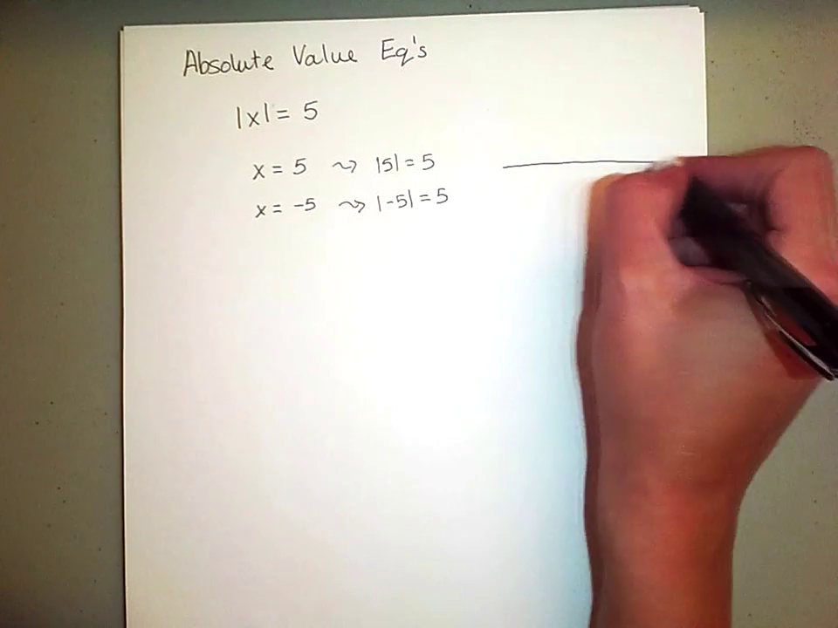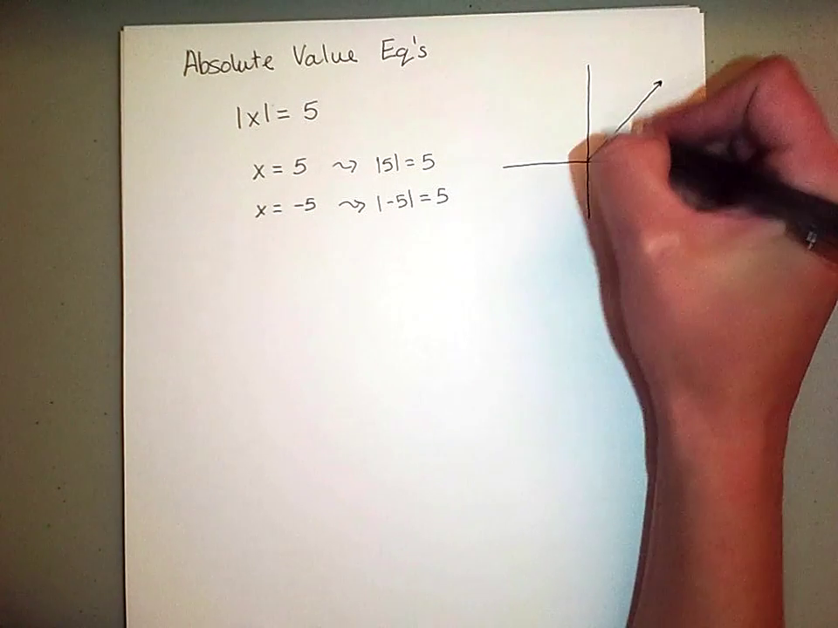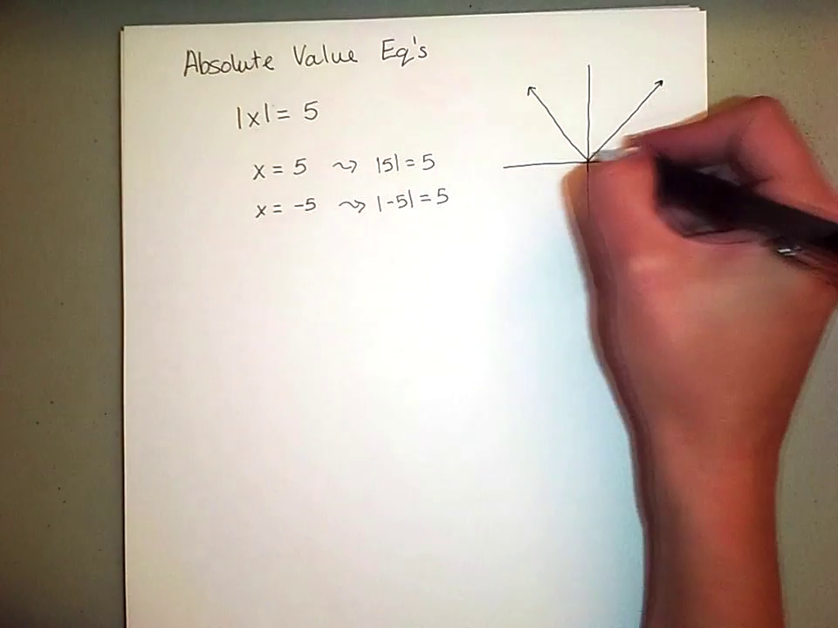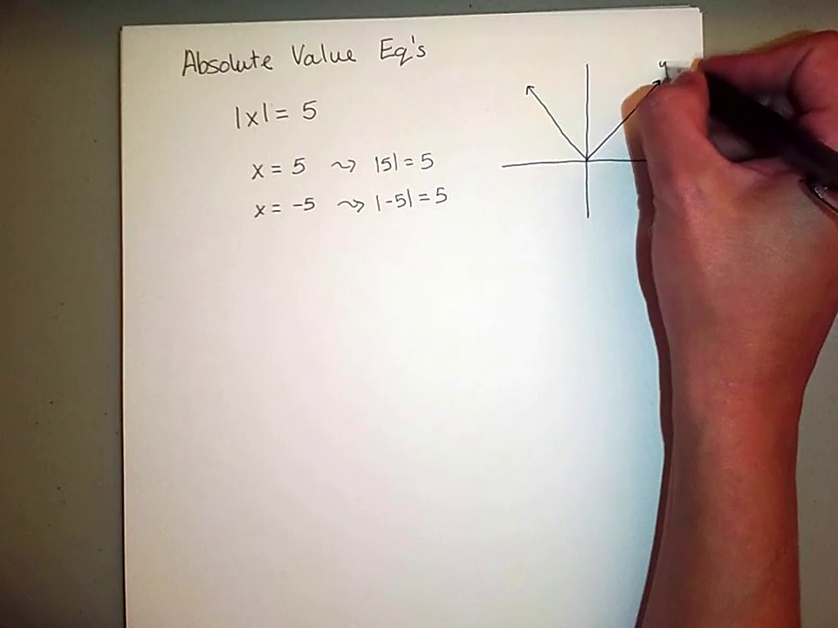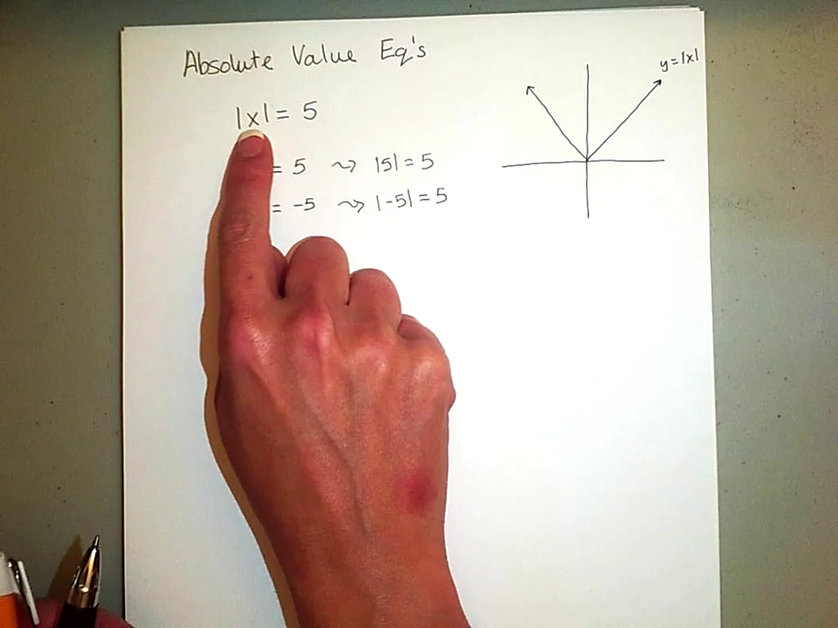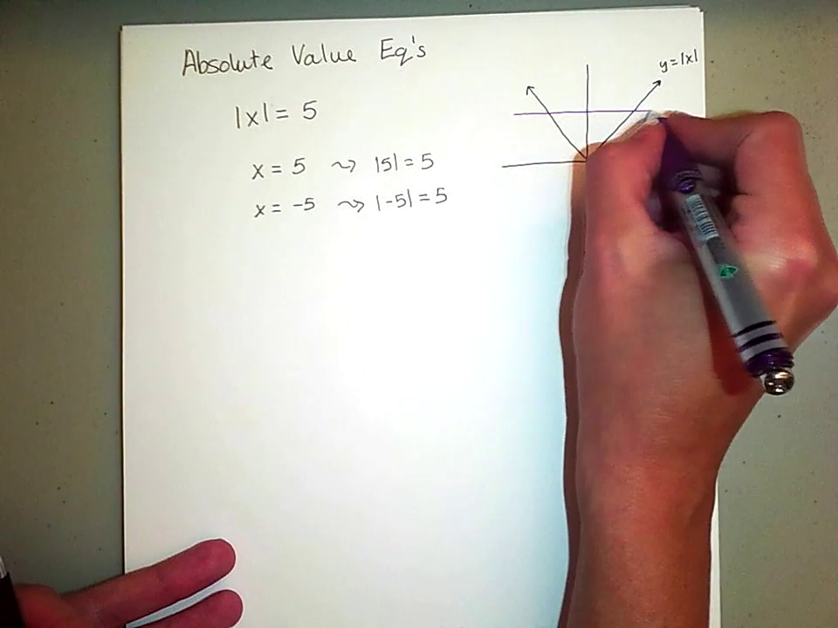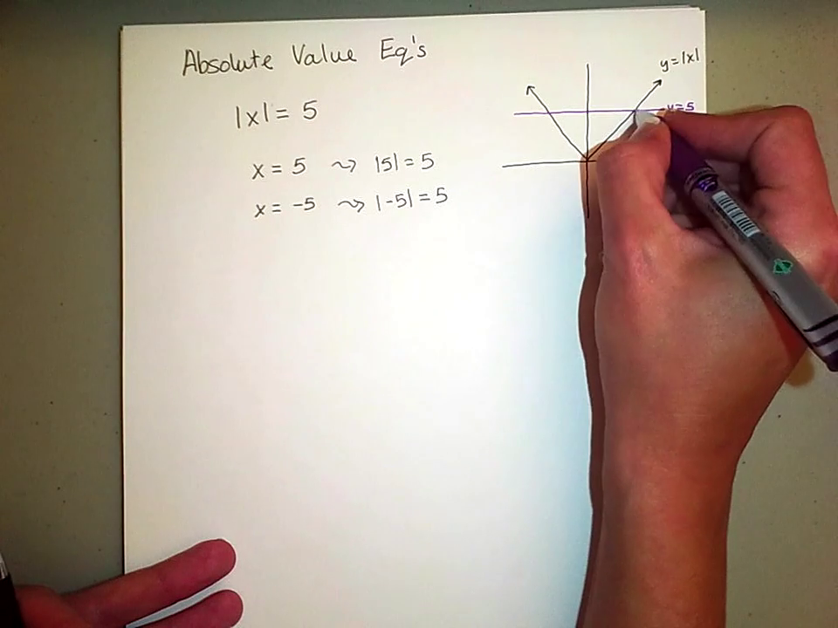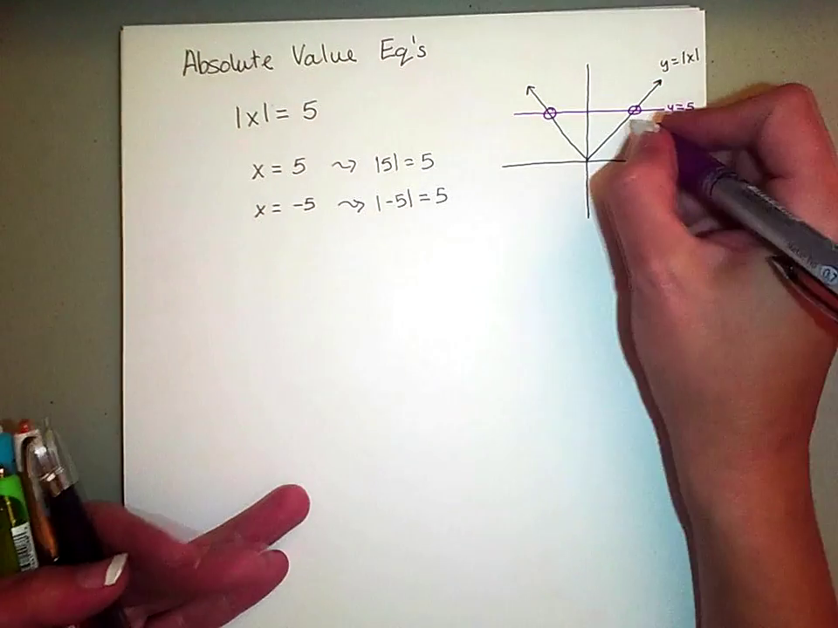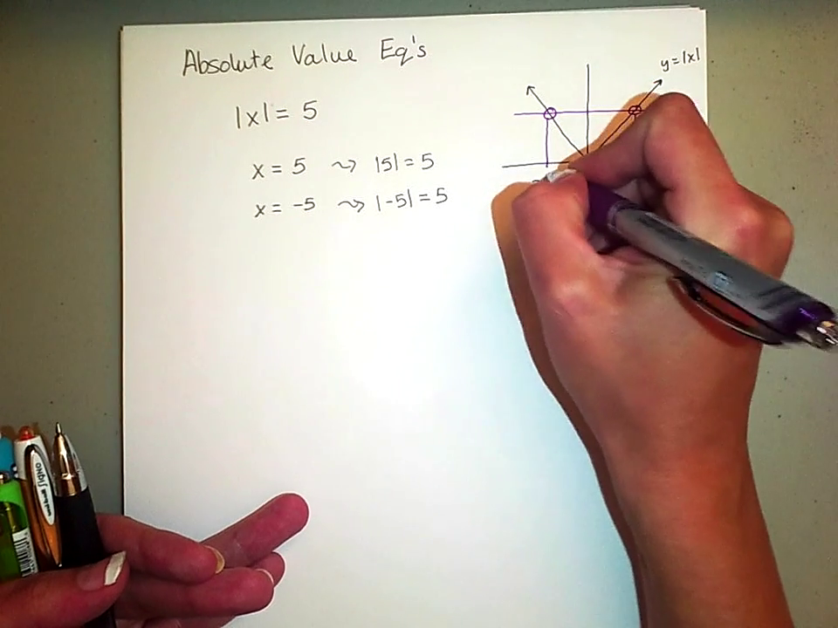So graphically, if we were to solve this, the absolute value of x is a V, and it has a 45-degree angle here. So this is y is equal to the absolute value of x. So if that's my left-hand side of the equation, I can draw a line through here. This is the line y is equal to 5, and I would have two intersection points, and these would be the solutions, the x values at this point, and the x values are 5 and negative 5.